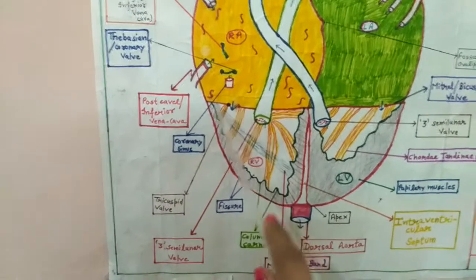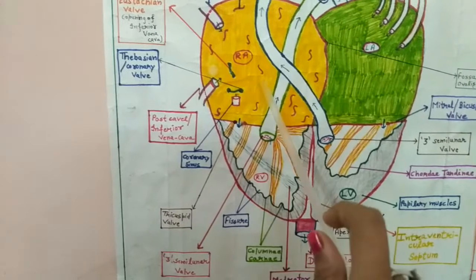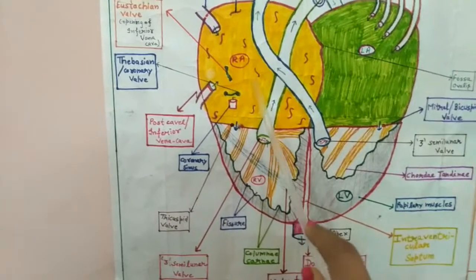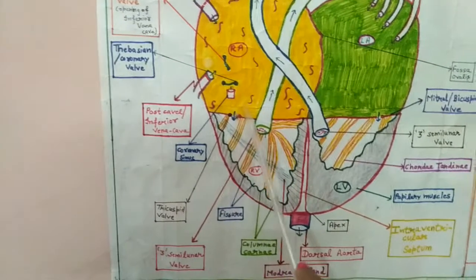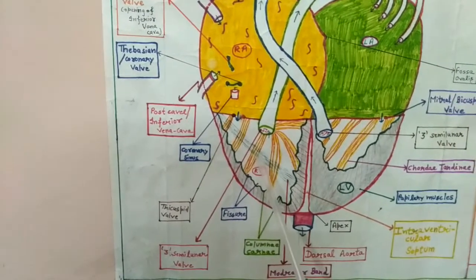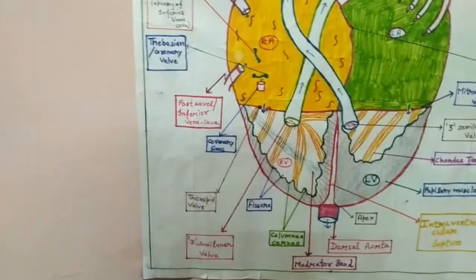Same here, you can say that between the right atrium and right ventricle, when the blood comes from the right atrium to the right ventricle, this valve, which is known as the tricuspid valve, helps in the prevention of backflow of blood from the right ventricle to the right atrium.